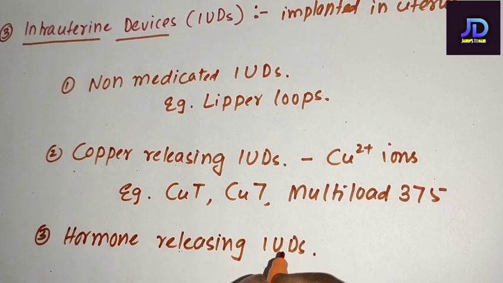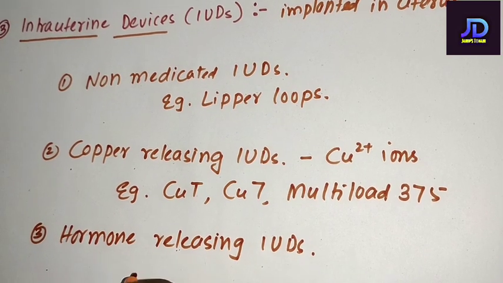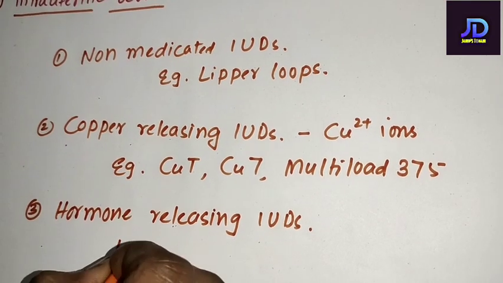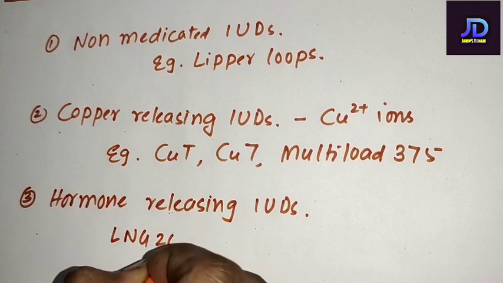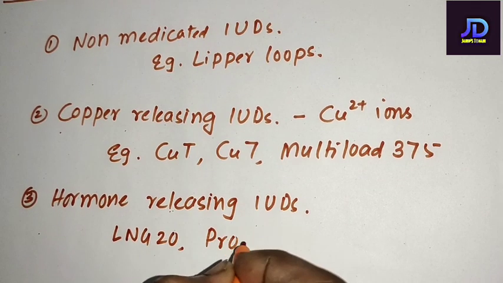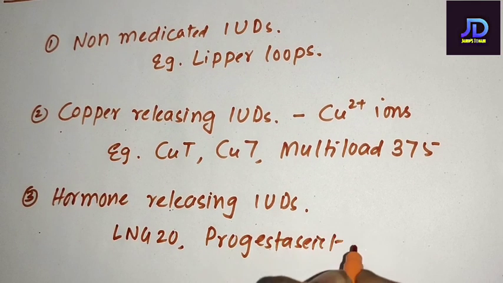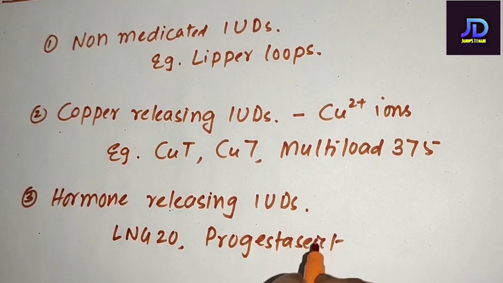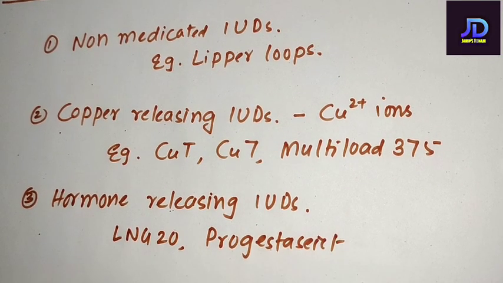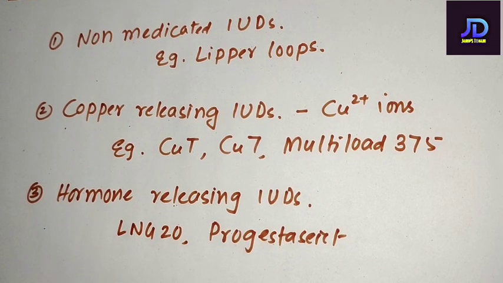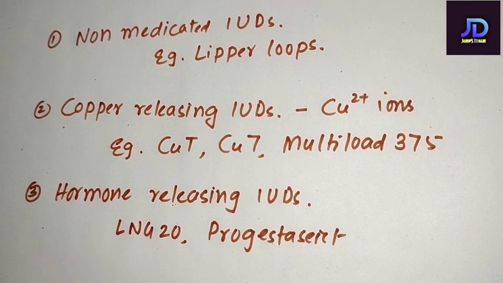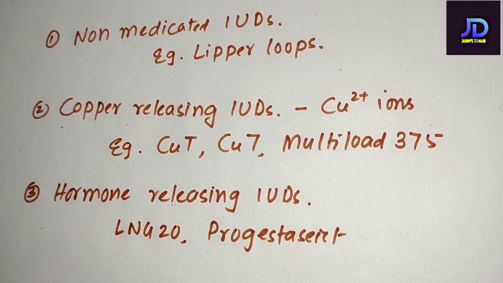Now under this category, the two examples most commonly used are LNG 20 and progesterone. These are the two common examples of hormone releasing IUDs. Now why are they said to be so effective? There are so many advantages. Actually, you should know how they work.